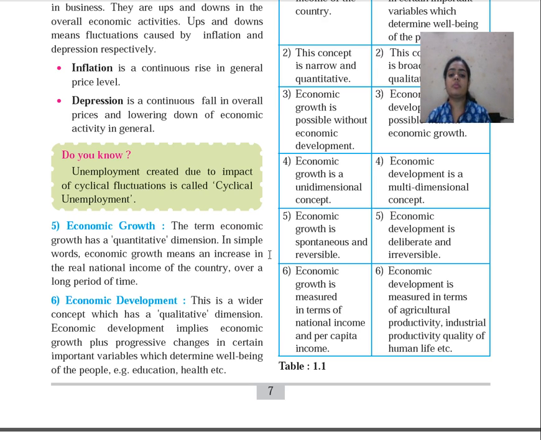Economic growth is measured in terms of national income and per capita income. Means what? For calculating economic growth, we shall see how our economy grows, how the per capita income grows, and how there is a change in the national income. But economic development is measured in terms of agricultural productivity, that is, how much agricultural goods are produced, how much industrial productivity, quality of human life, etc.